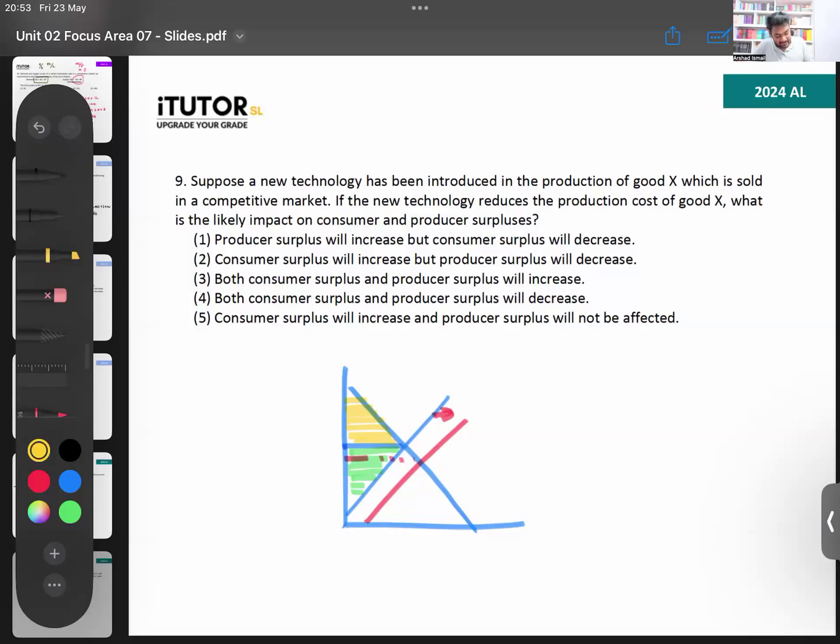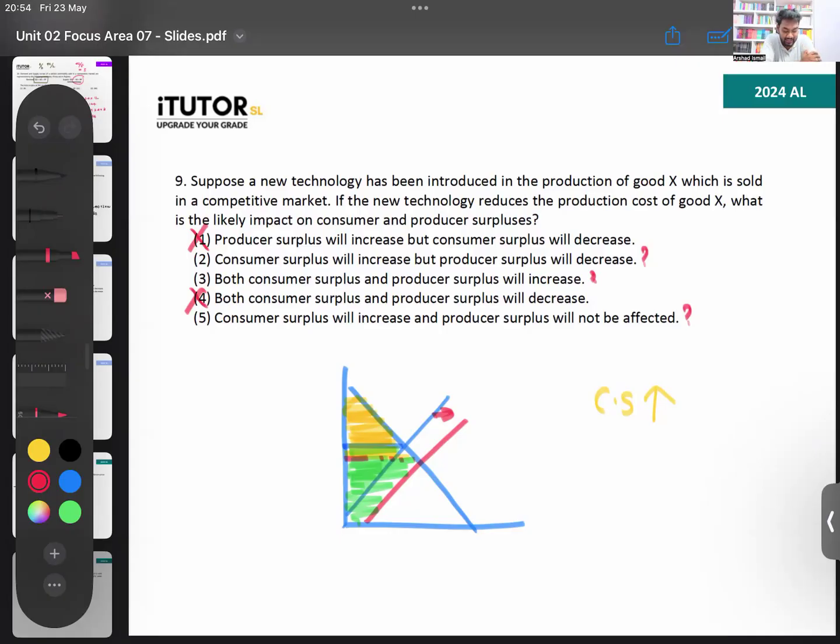So now your consumer surplus will go until here. So consumer surplus, you can figure out that it has increased. What do you think has happened to producer surplus? The price he is getting might have fallen a little, but the quantity that he is getting has increased. Overall, if you look at my picture, it looks like the producer surplus increases, but we can't 100% say, so let's look at the options. Producer surplus will increase but consumer surplus will decrease. Consumer surplus will increase but producer surplus will decrease. You can't say that. Both consumer and producer surplus will increase. Okay, looks fine. Both will decrease. No. Consumer surplus will increase but producer surplus will not be affected.